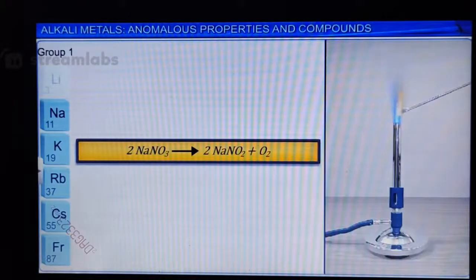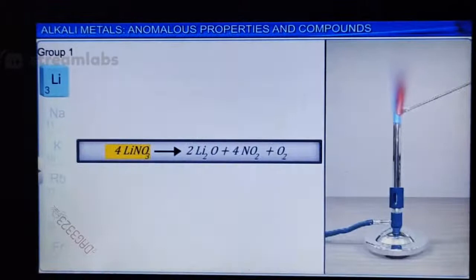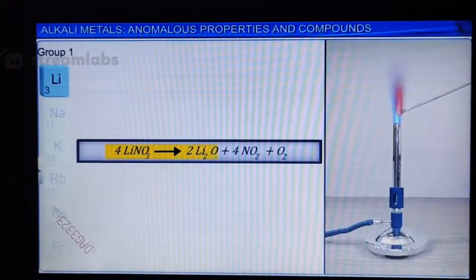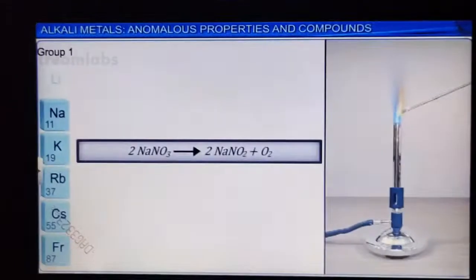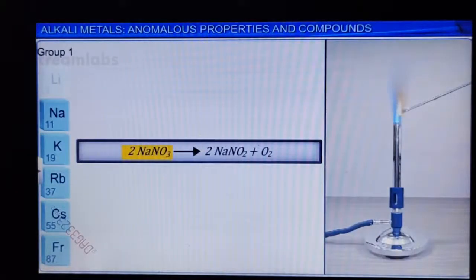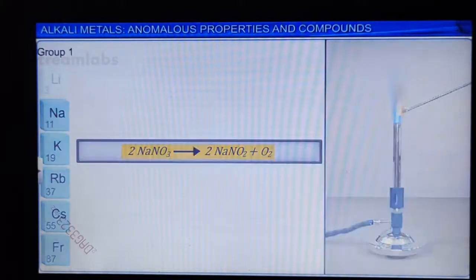It generally forms lithium oxide. It forms lithium oxide, nitrogen dioxide, and oxygen gas is released. So lithium nitrite is behaving differently as compared to other elements. यहाँ देखो, sodium nitrite is breaking into sodium nitrate and oxygen. So that is the difference.